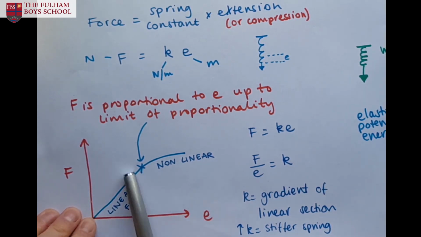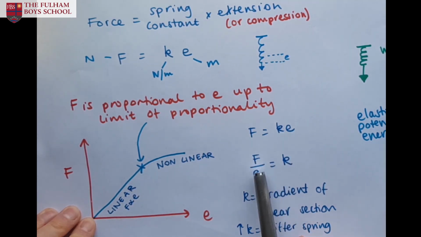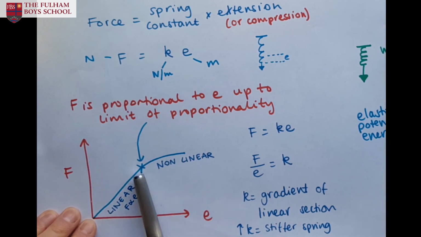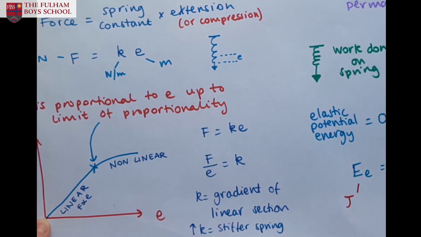Now, we can find the spring constant from this linear section because force is k times e, so force divided by e is k. Force divided by e is the same as the y value divided by the x value, which is the rise over the run, which is the gradient. So the gradient of this linear section can be used to find k, but to be honest, you can just pick off a value for f and a value for e and divide them by each other, and that will give you the spring constant from the graph. A bigger spring constant means you have a stiffer spring, with more force needed for the extension. A smaller spring constant means it's a looser spring.